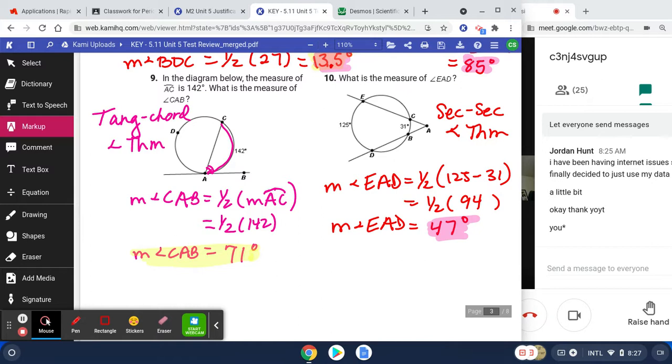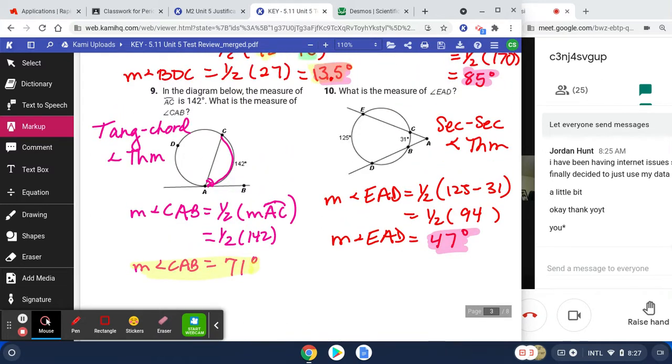Okay, if you're done, see how this is at the bottom of the page again, you guys? If you're done with numbers 9 and 10, please type ready over in the chat for me.